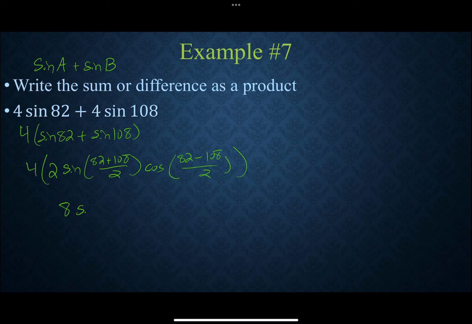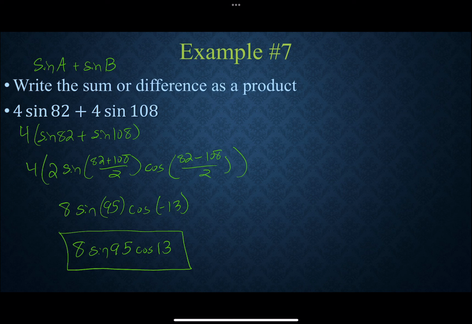We get 8 sine. When we add 82 and 108 together, we get 190. Dividing that by 2 gives us 95, so it's sine 95. As for the cosine portion, the 82 minus 108 is negative 26, divided by 2 is negative 13. Can't leave as a negative angle, but it's cosine, so it's just canceled. So we have 8 sine 95, cosine of 13, and that's our answer.